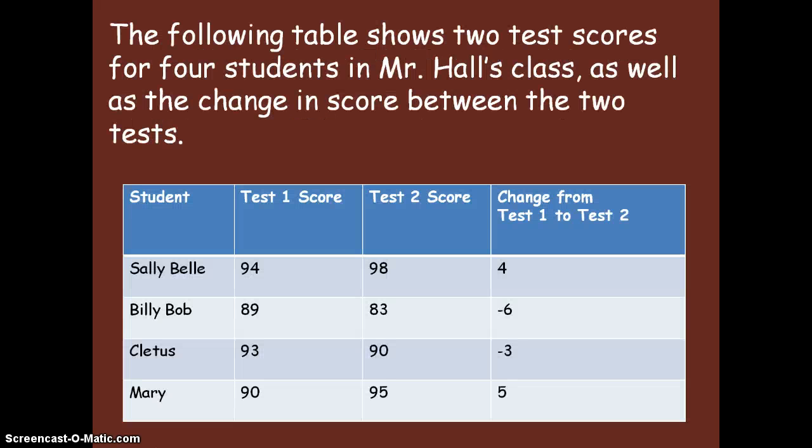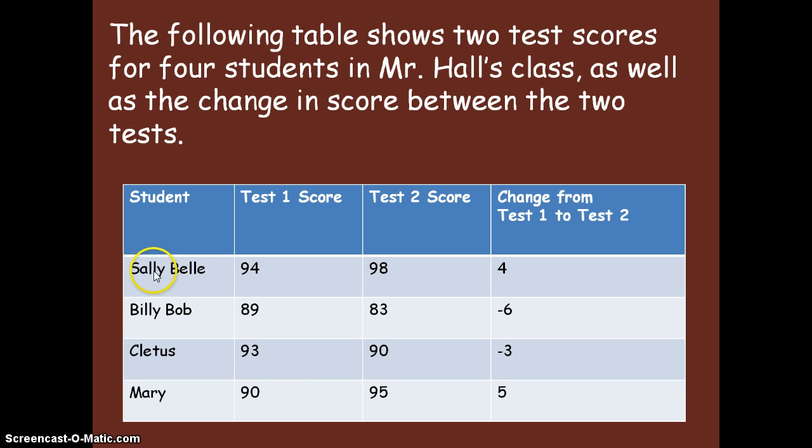Now, here we have a word problem that involves a chart. The following table shows 2 test scores for 4 students in Mr. Hall's class, as well as the change in score between the 2 tests. Now, when you look at the chart, let's look and see what our values are. We have one column for student names, another one for what they got on their first test, another column for the score they got on their second test, and how much change there was from test 1 to test 2.